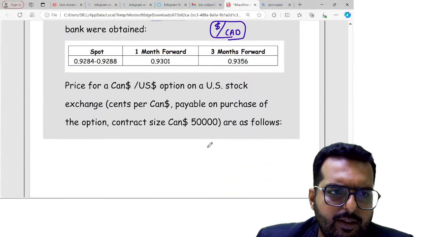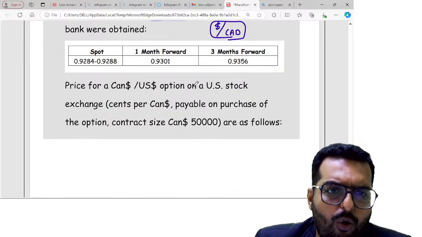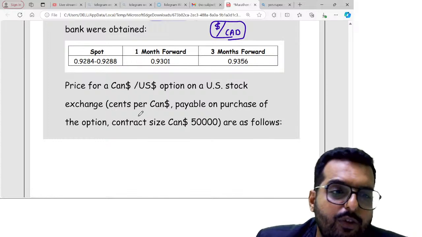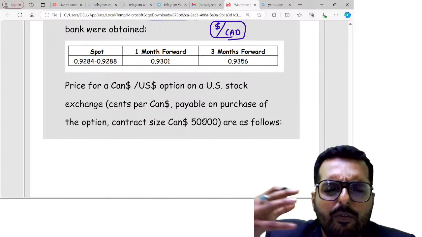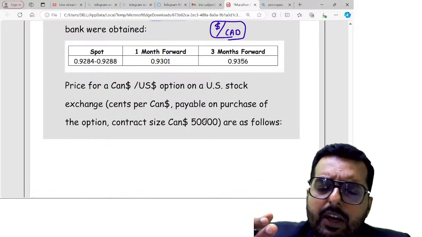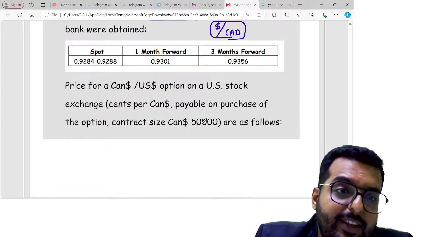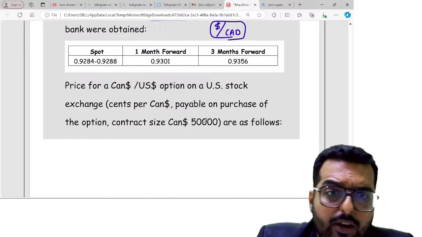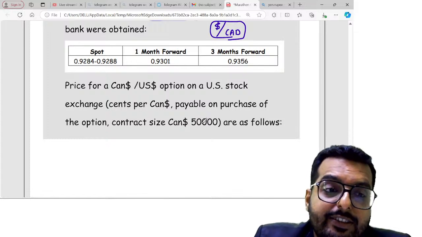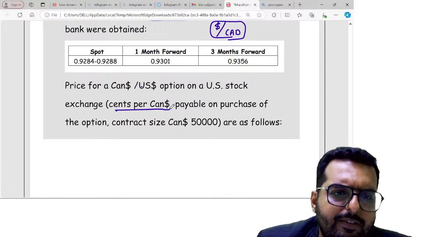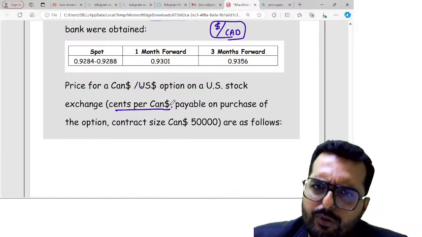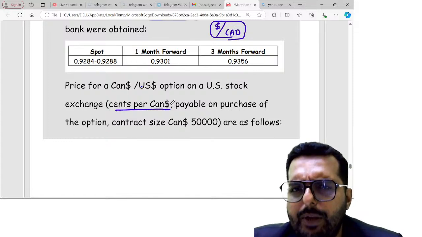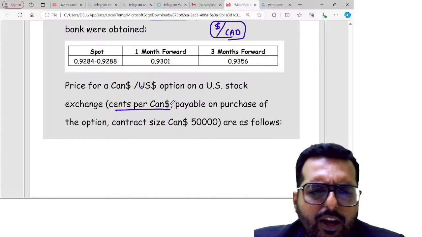0.9356. The price for CAD bar US dollar option on a US stock exchange, cents per CAD dollar, payable on the purchase of the option contract size $5 lakh. This sentence is so frustrating. They are telling price for CAD bar US dollar option. But we have done the whole question using what? Dollar bar CAD. On a US stock exchange, and then in bracket they have given cents per CAD. They have given this to confuse you. The exchange rate does not change. Cents is nothing but like rupees and paisa, you have dollar and you have cents.